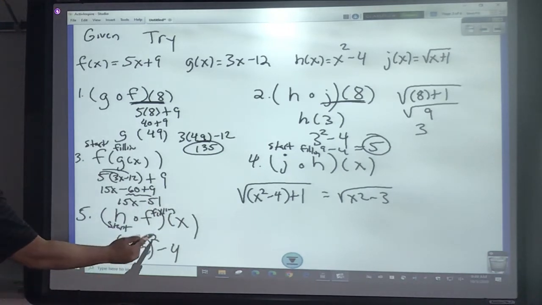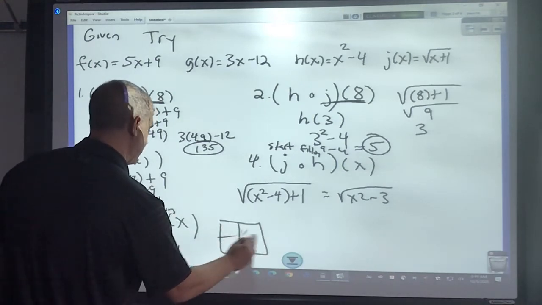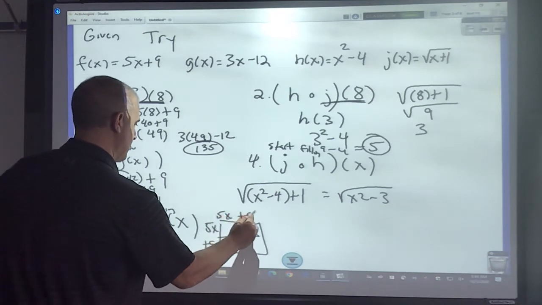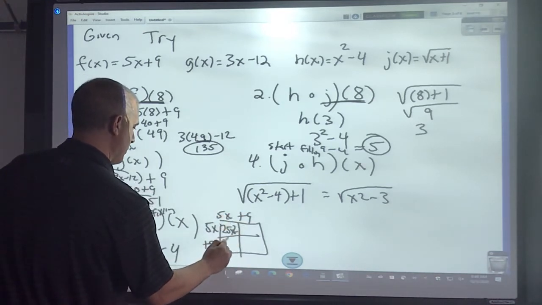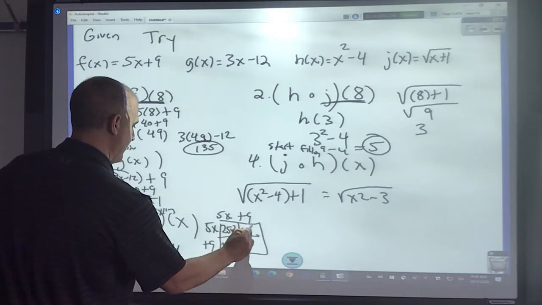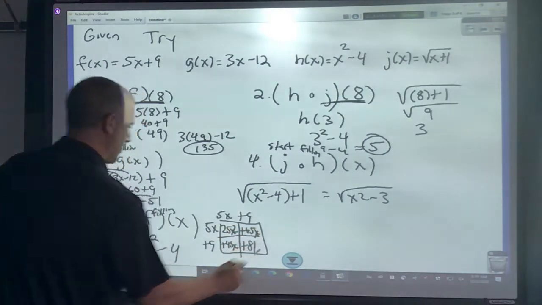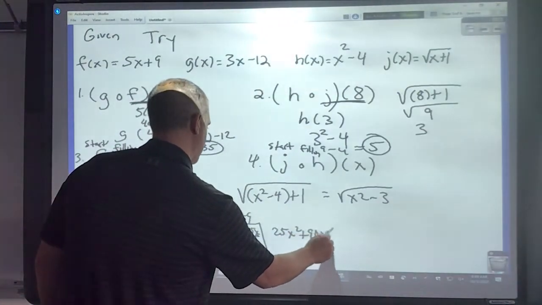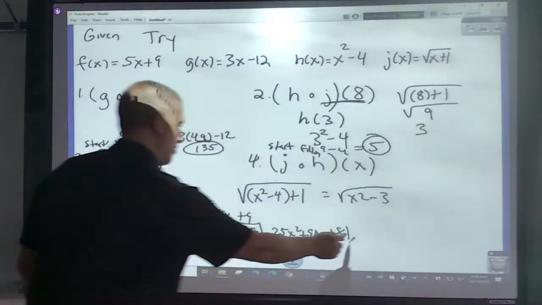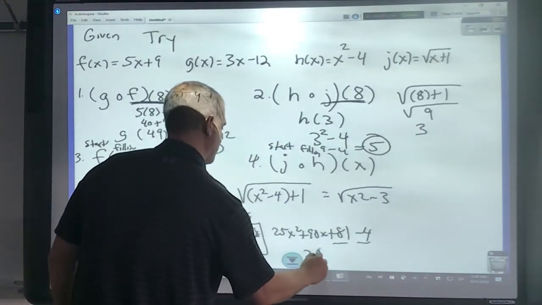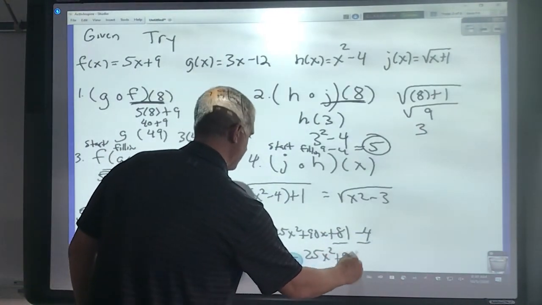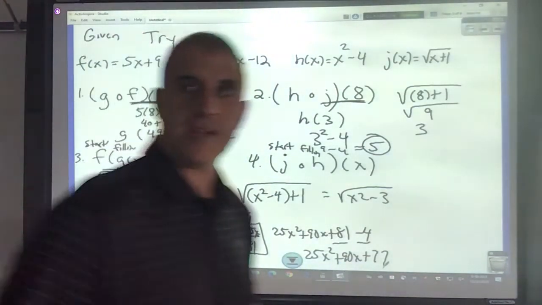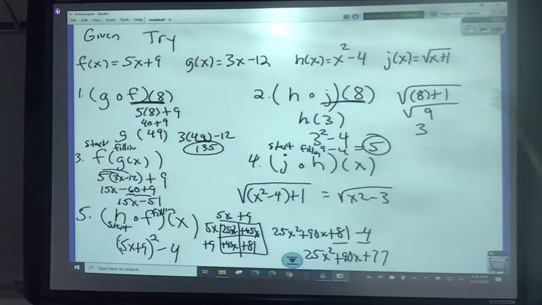Okay, once again, this squared means make this little box, 5x plus 9, 5x plus 9. That's going to be 25x squared, 45x, 45x, and 81. All right, so I got 25x squared plus 90x plus 81, and this little minus 4 over here, the only things that combine are those, so 25x squared plus 90x plus 77. Okay, that gives us a good foundation so far for composition.